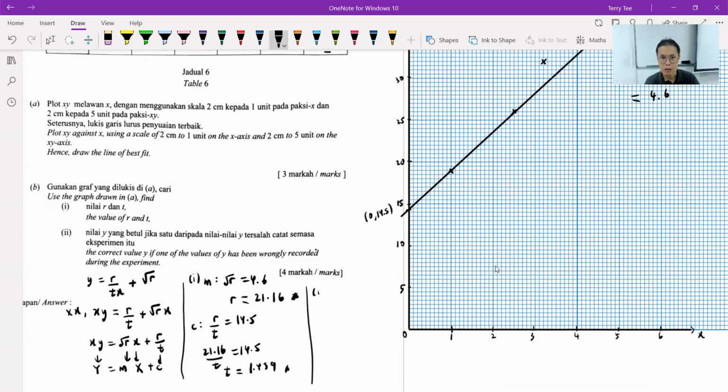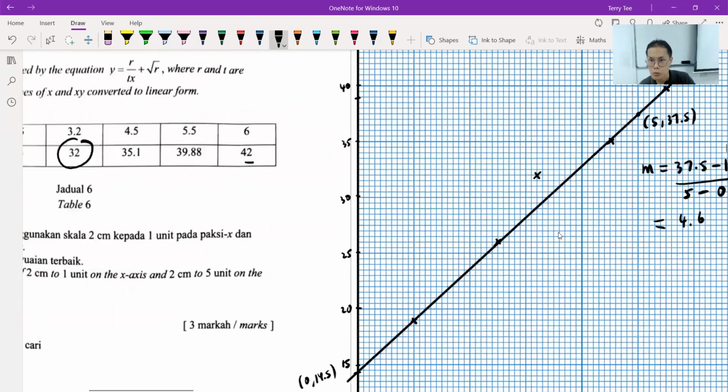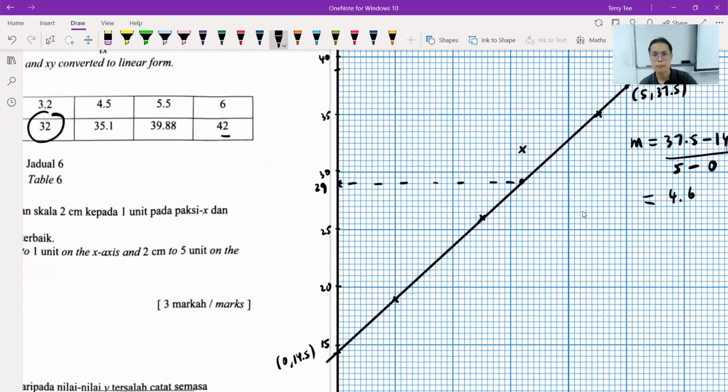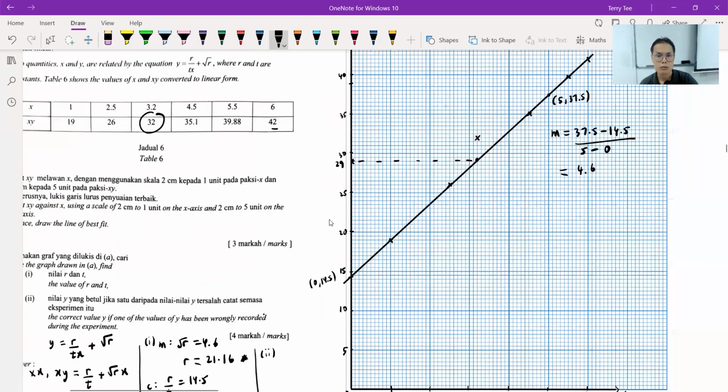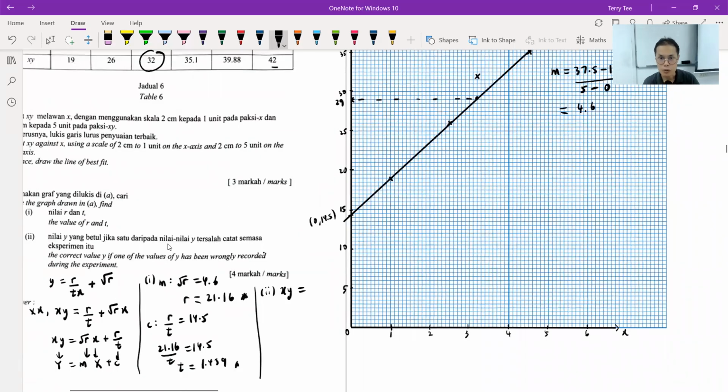I need to find the correct value of y. The value of y that's wrongly recorded is this 32, right? So we know it has to be on the line here. So let's just zoom in a bit. When your x is 3.2, here, your correct y value should be from the graph. I got 29. This is 29. So yeah, we need to read like this.